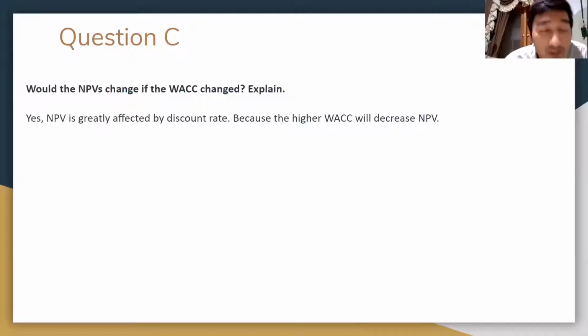For the last question, will the net present value change if the average cost of capital changes? Explain. Yes, net present value is greatly affected by the rate, because a higher rate will decrease net present value. For the next question, Mohan will present.